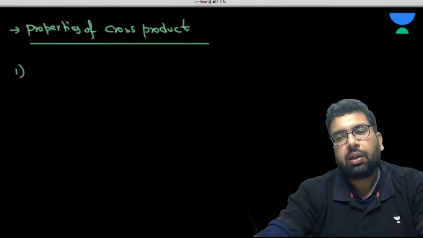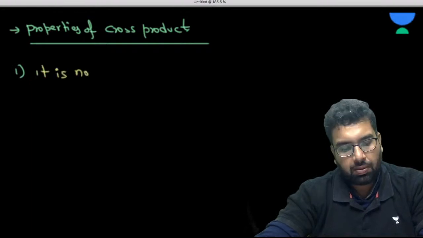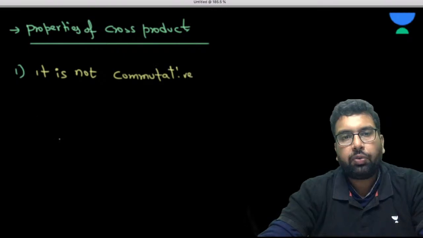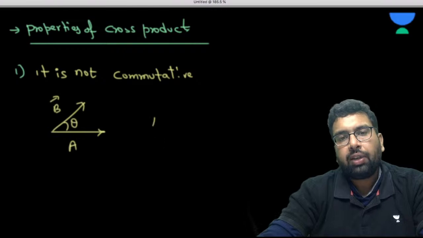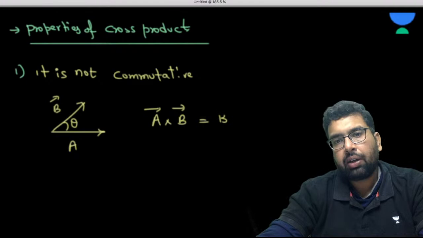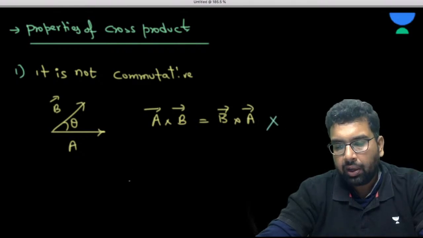We just have seen this. It is not commutative. So we have just come to know this now. See, A cross B, very important information. If I say A cross B sin theta, can we write A vector cross B vector is equal to B vector cross A vector? This is what we mean by commutative. But this is not happening. This is wrong.